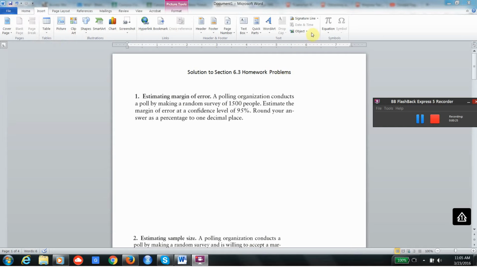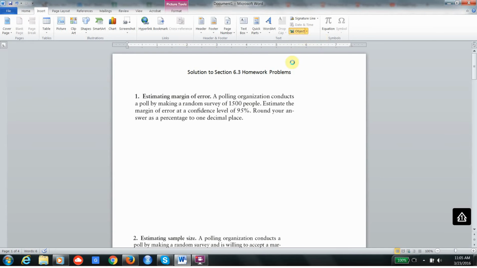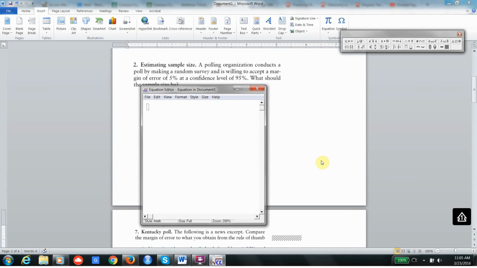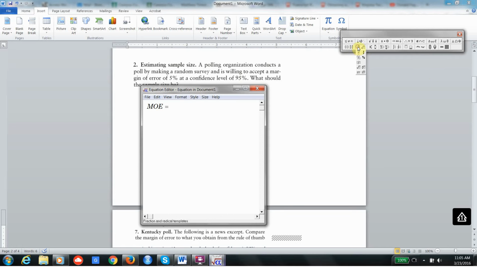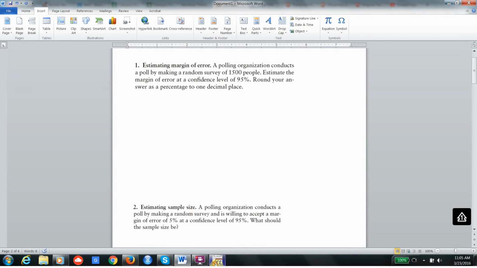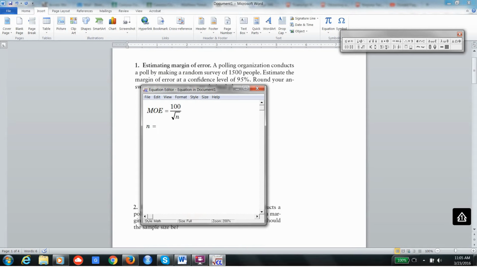So let's go back to the formula for margin of error again. We said that margin of error was equal to 100 divided by the square root of n, and n is the size of the sample that we took in the survey or the poll. So for our case, n is equal to 1,500, if I remember correctly. So we just put this into the formula.